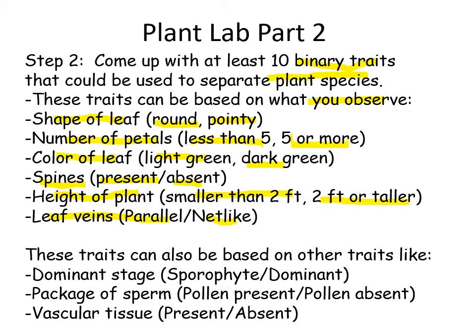You can also use traits that you don't necessarily see, but that you could research. So you could know, for this group that the plant belongs to, is the dominant stage a sporophyte, or is it a gametophyte? And then how is the sperm packaged in this species? Is it packaged as pollen, or is it not packaged in pollen? Is it free swimming sperm? And is there vascular tissue? Is that present or absent?